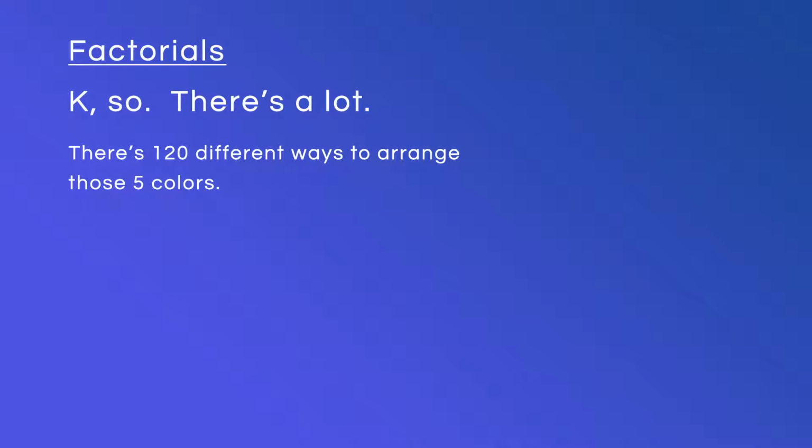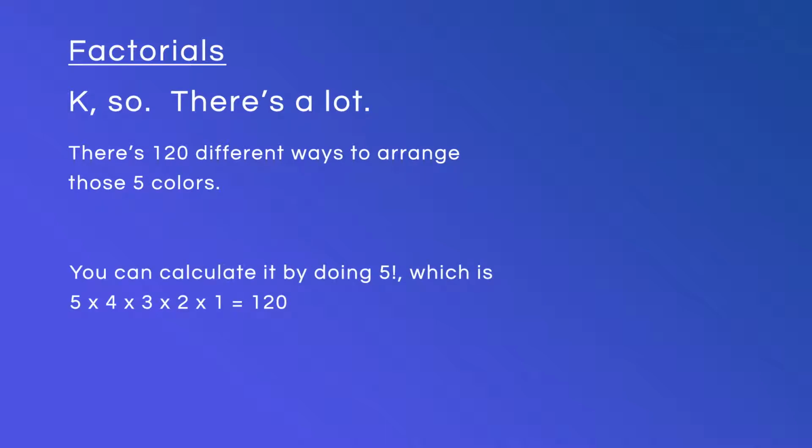There are 120 different ways to arrange these, and you can calculate it by doing 5 factorial, which is 5 times 4 times 3 times 2 times 1 equals 120. That's what factorial is. If you were calculating 15 factorial, it would be 15 times 14 times 13 times 12, and so on, times 3 times 2 times 1.